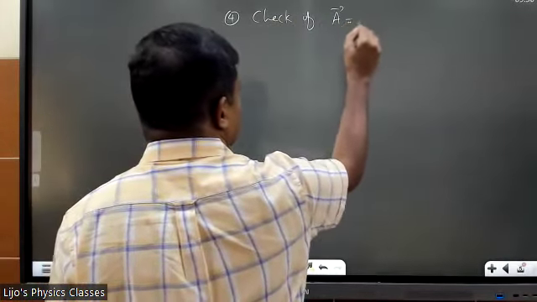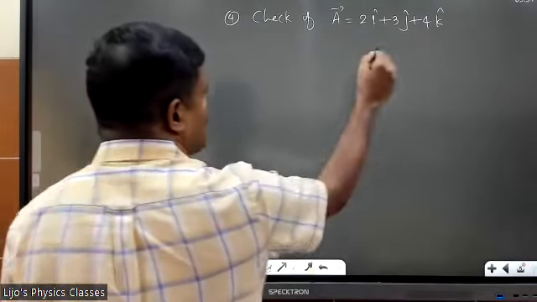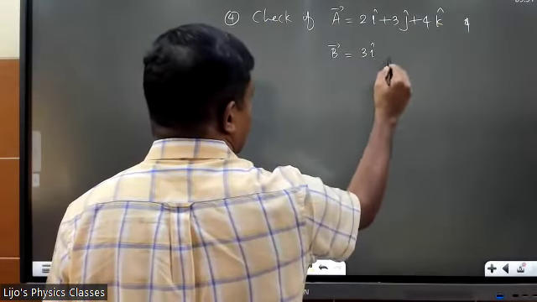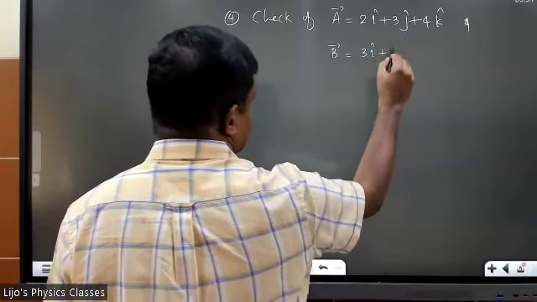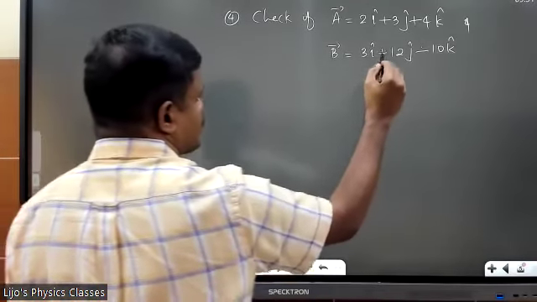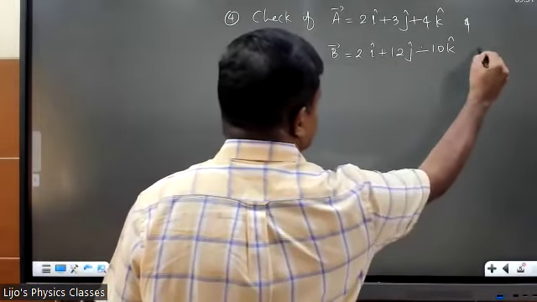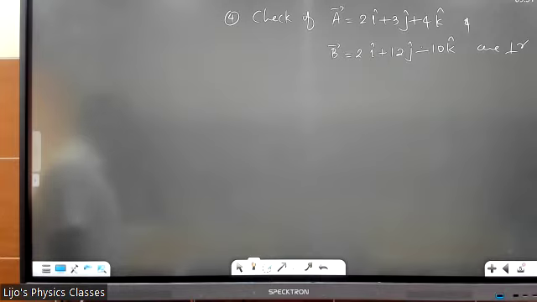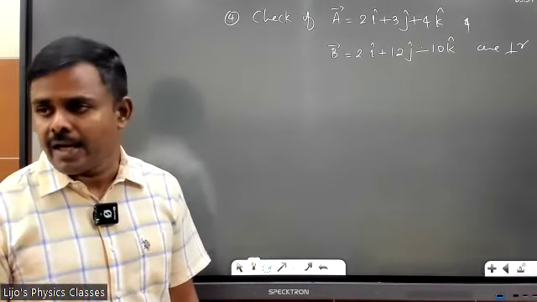if A vector is equal to 2i plus 3j plus 4k and B vector is equal to 2i plus 12j minus 10k are perpendicular.